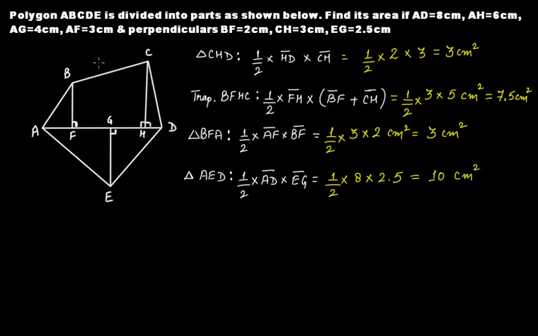So the area of this whole pentagon will be this area plus this area plus this area plus this area. You add them up, you'll get the final area. So the final area of this polygon will be 3 plus 7.5 is 10.5, plus 3 is 13.5, plus 10 is 20.5. So 20.5 centimeter squared. This is the area of this polygon.